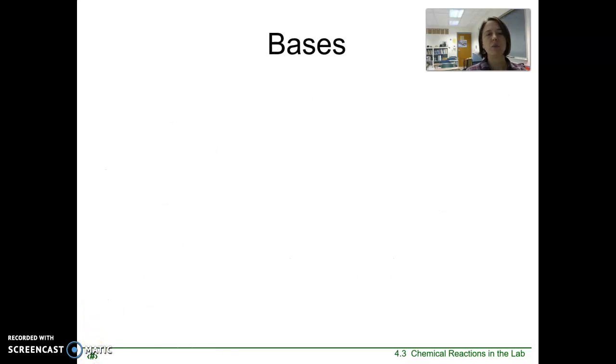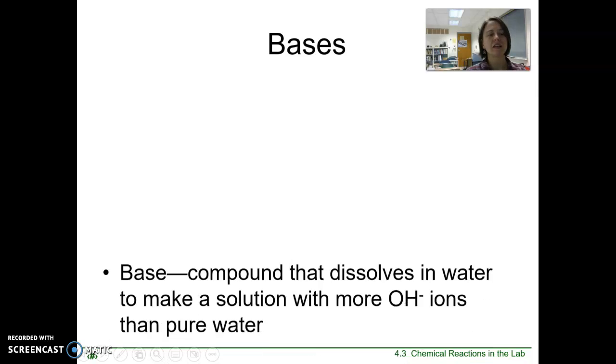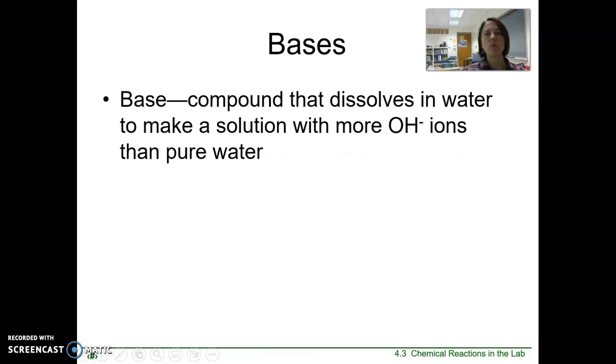Let's look at their counterpoint, bases. So a base is a compound that dissolves in water to make a solution with more hydroxide ions than pure water. So it has fewer hydrogen ions, and you know water is HOH, so if you have fewer hydrogens, you have more of the second half, OH. So more hydroxide. This OH is hydroxide.